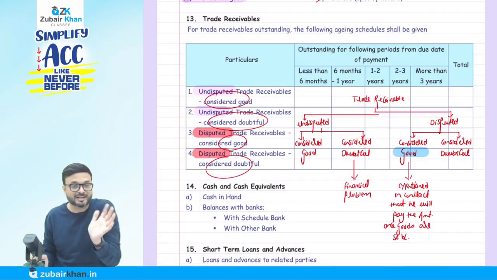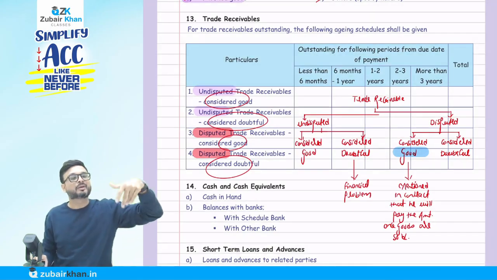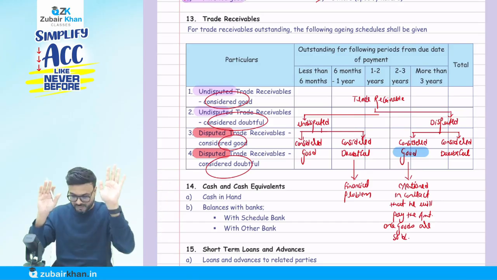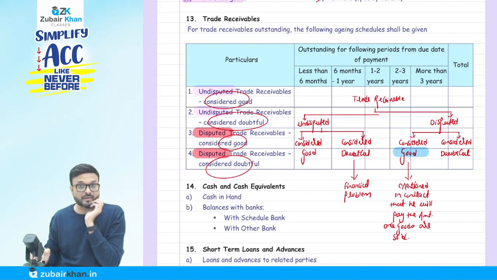I have a dispute and I have a doubt that he will not give me the amount. But let me tell you honestly, first of all we have to bifurcate all these amounts by how long they are outstanding for payment from the due date of payment: less than 6 months, 6 months to 1 year, 1 year to 2 years, 2 years to 3 years, and more than 3 years, and then the total.